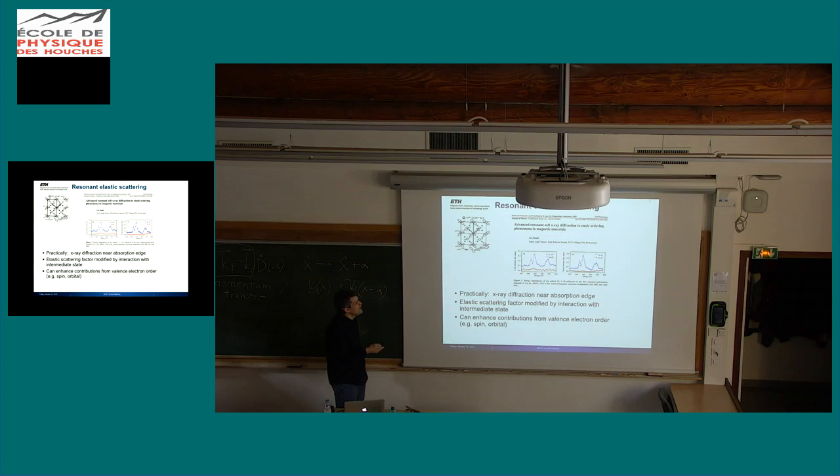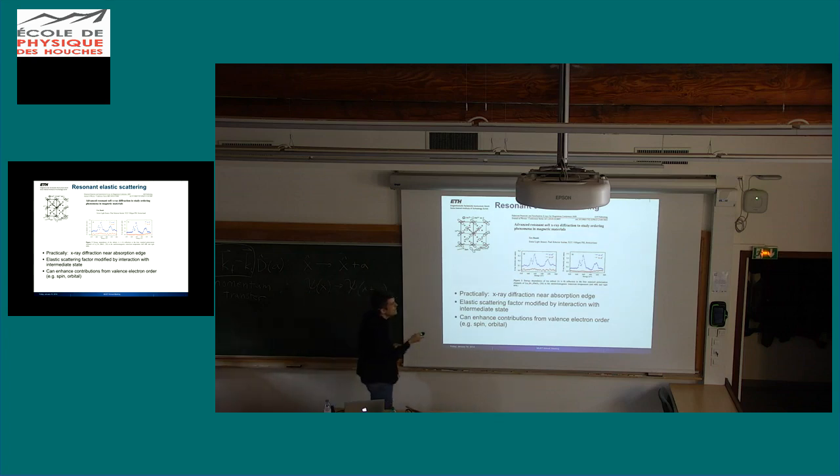If you can do that simultaneously with X-ray diffraction, that allows you to get enhanced sensitivity to certain things that are not just the Fourier transform of the electron density. So you get essentially a contribution to the elastic scattering factor modified by interaction with an intermediate state. And if you're at, for example, the L edges of magnetic transition metals, then you can get an enhancement to magnetic order. You can also, in some cases, get enhancement to orbital order.